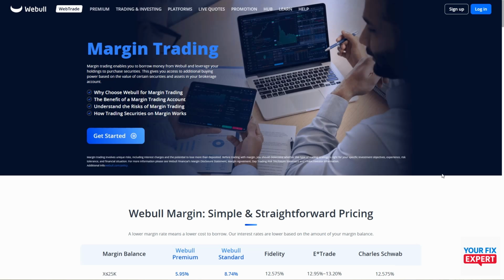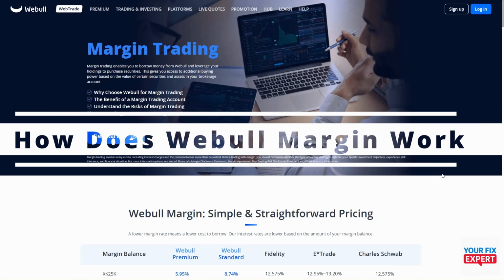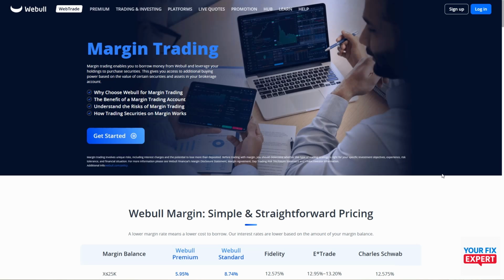The topic of today's video is how does Webull margin work? So margin trading involves borrowing money from Webull to purchase securities using your existing assets as collateral. This strategy can magnify both gains and losses, making it essential to understand the mechanics and risks involved.